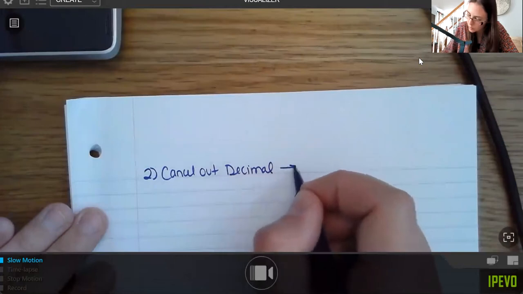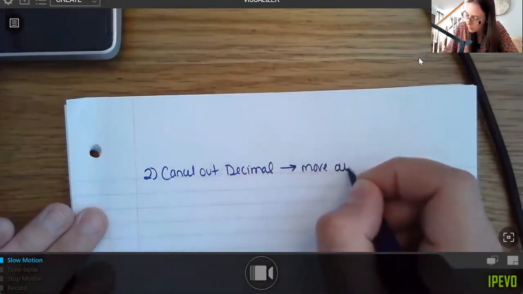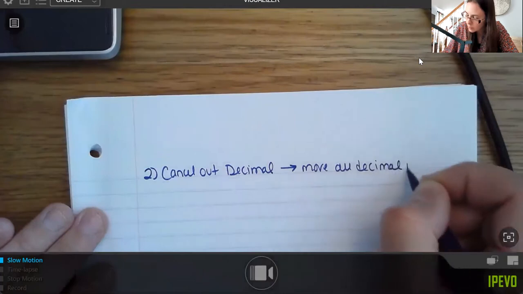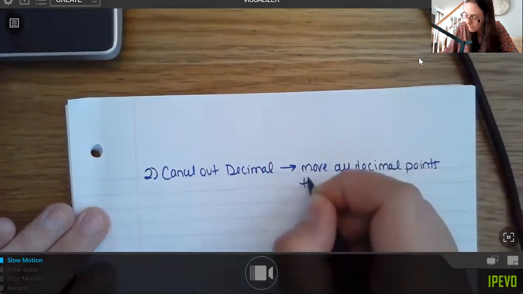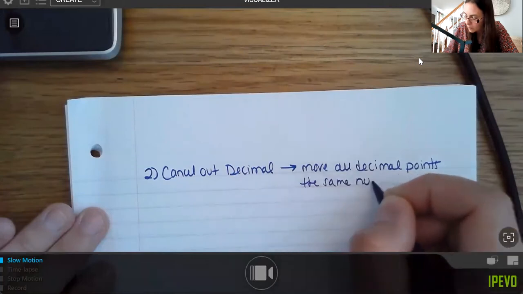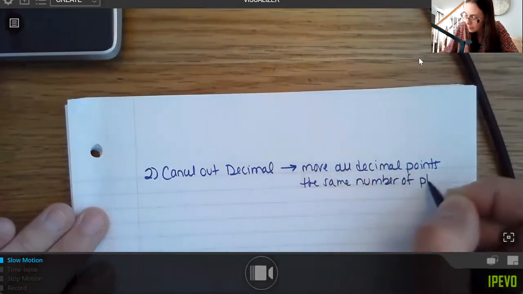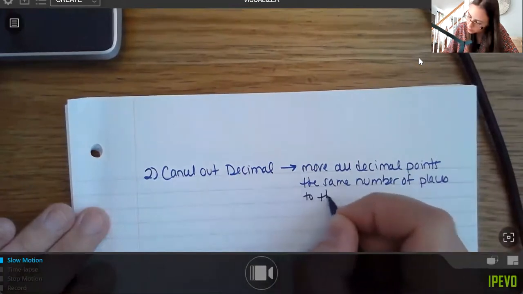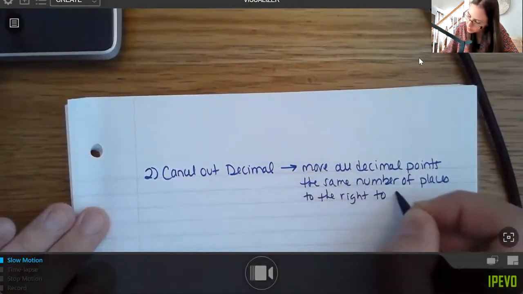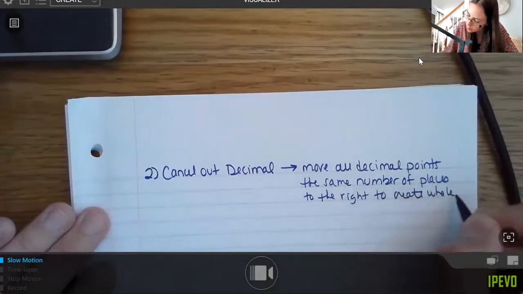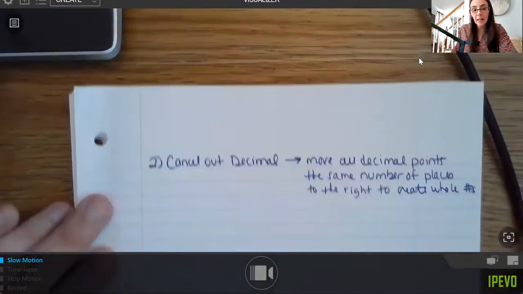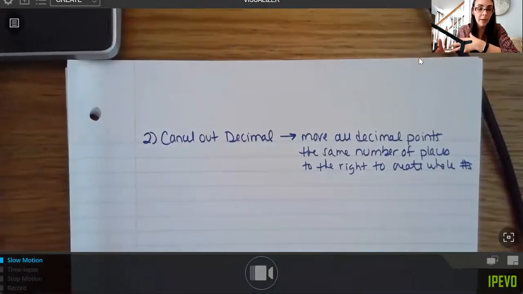And to do this, what we do is we move all decimal points the same number of places to the right to create whole numbers. Now, technically, when you're moving decimal places to the right, you're actually multiplying by powers of 10. So when you move 1 decimal place, you're actually multiplying by 10. When you move 2 decimal places, you're multiplying by 100. When you move 3 decimal places, you're multiplying by 1,000, and so on.